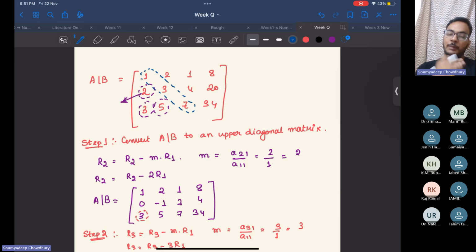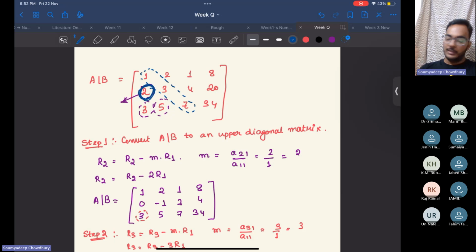What are the elements below my principal diagonal? They are 2, 3 and 5. These three elements should be 0. For that I have to perform appropriate row operations. First, we will make the second row, first column element, that is 2, as 0. How can we make it? The row corresponding to 2 is R2, that is the second row. So R2 we replace by R2 minus M into R1. What is M? M is my multiplier. M is basically A21, that is the 2 1 element, divided by the 1 1 element. That gives me 2.